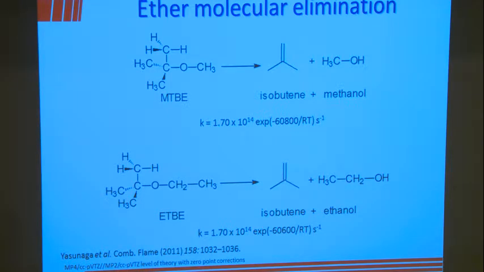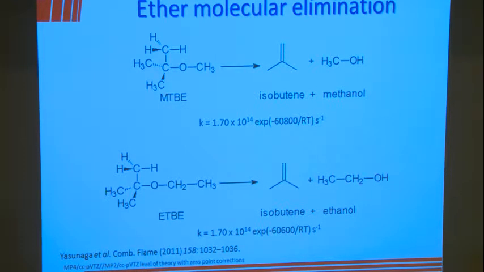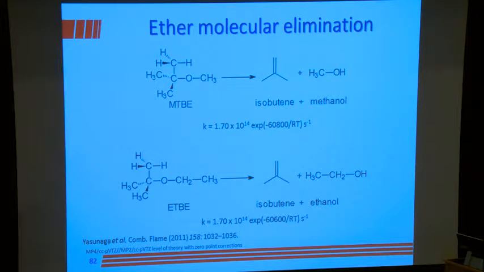And again, if we look at the chemistry, methyl tert-butyl ether or ethyl tert-butyl ether, through this four-centered elimination reaction, can lead to the formation of isobutene and methanol in the case of MTBE, or isobutene and ethanol in the case of ETBE. So these ethers, under these conditions, similar to the alcohols that I showed you previously, are undergoing these molecular elimination reactions through a four-centered transition state ring, leading to the formation of an olefin and, in this case, an alcohol rather than water, because you have the functional group. In this case, it's MTBE, so it's methanol, ETBE, ethanol, and so on. But the reaction is the same type as in the case of the alcohol, and the rate constants are similar.